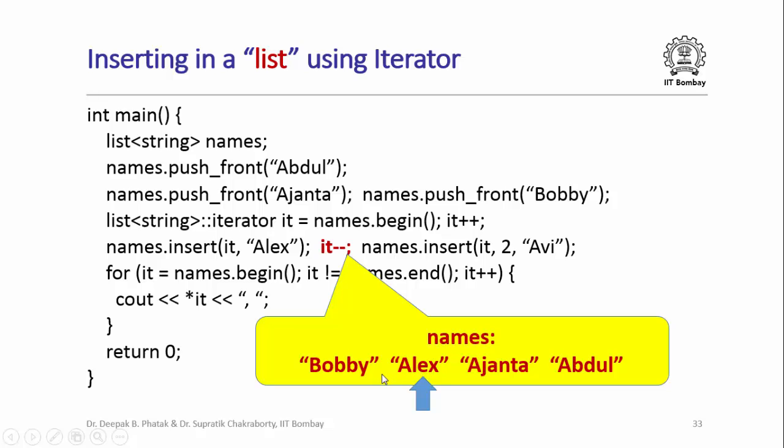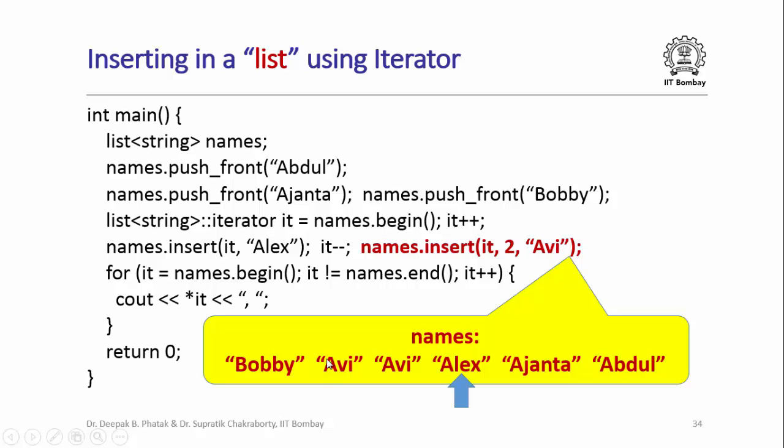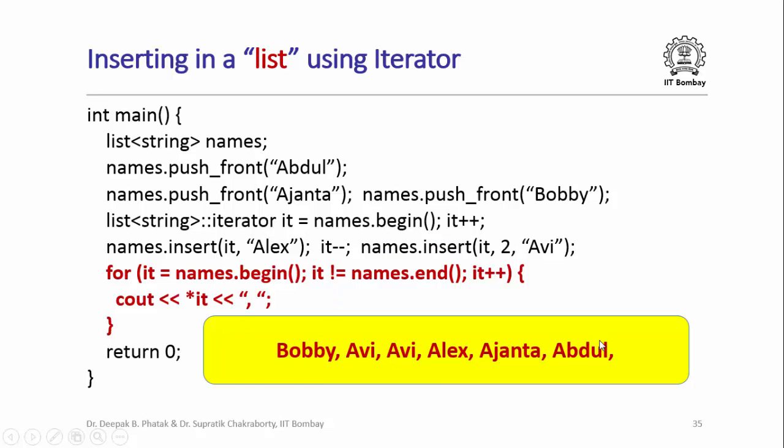So just before Alex, some insertion is going to happen. This 2 says insert 2 elements, and each of those 2 elements are going to be initialized with the string Avi. So basically this is what's going to happen. Just before Alex, 2 strings, both initialized to Avi, will get inserted. The iterator is still pointing to Alex. So now if I try to print out the names in this list, I will get this as output.